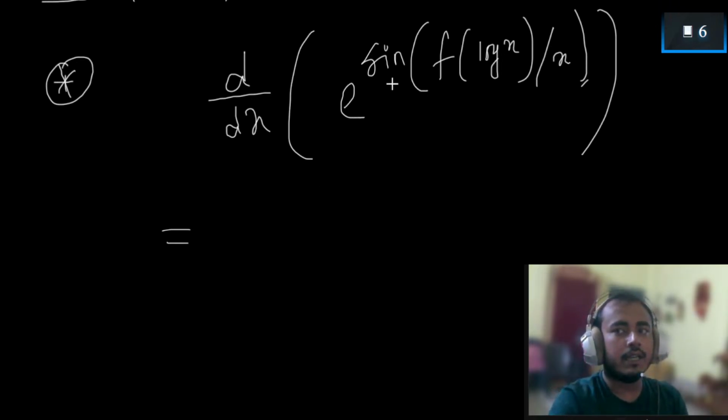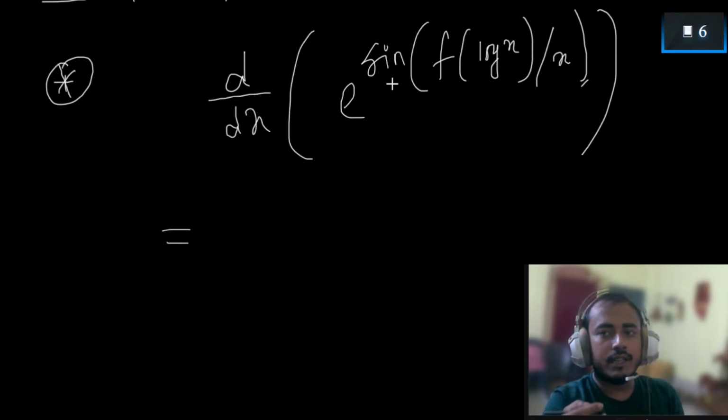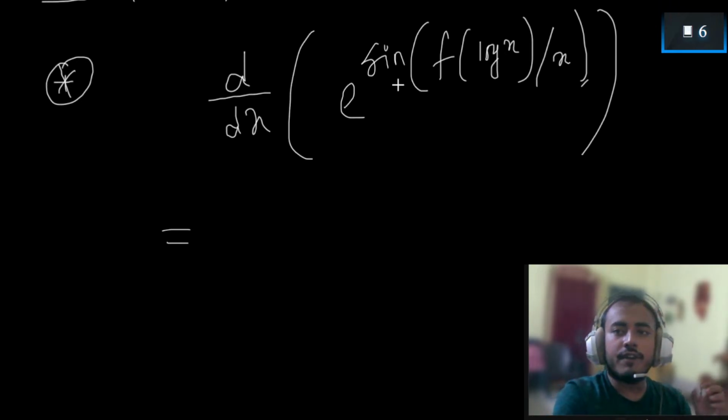So this is basically e to the power sine of f of log x by x, right? What I usually do in chain rule problems, in any derivative problem, is identify the order of operations. I would start from the very outermost section of the function. I would see that this function is composed of a bunch of functions, and I need to find out in which order they are composed. Like in this question, you can see e is the first function we have. So e is 1.